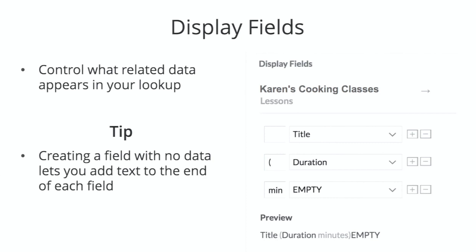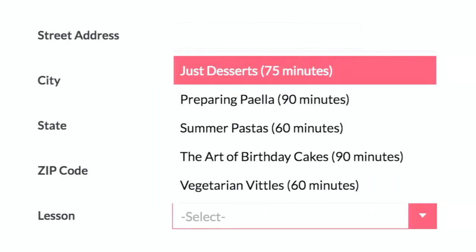So what am I talking about? I think I have this right here. Okay, so maybe we want to display our lesson name like this, right? We have the title, we have the parentheses, and then this is our field. This number is going to be our duration. And then we want to add on minutes. We want to tell people this duration is in minutes, right?